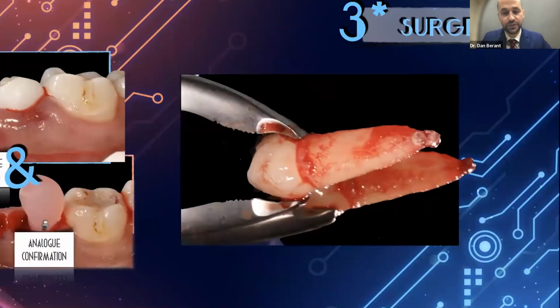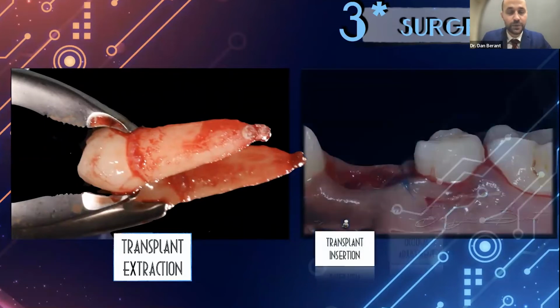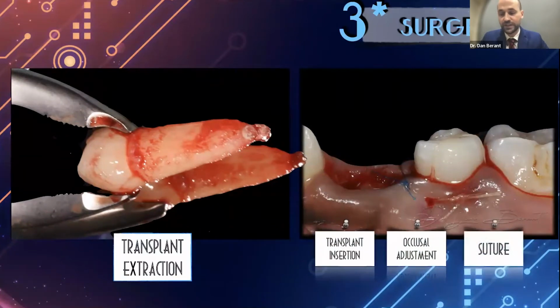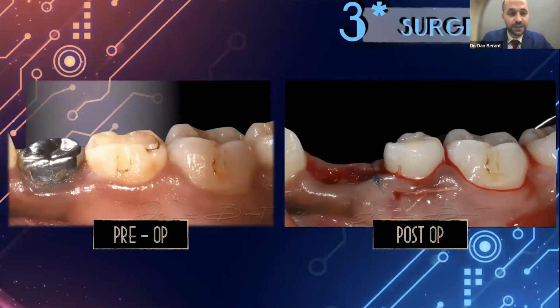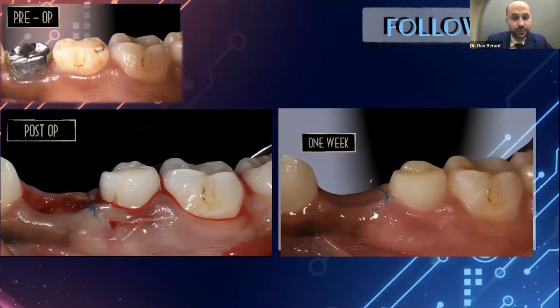And so we can proceed with the extraction, removal of that little sealer puff there, and the total time outside of the mouth was 13 seconds. And so we place it into the socket, we adjust the occlusion, and we place a suture. In this case, we used a single figure 8 suture over the transplanted site. And then when we see the immediate post-op compared to the pre-op, the real beauty is when we see it at 1 week, and we can see significant healing.